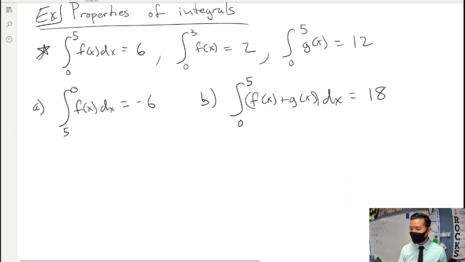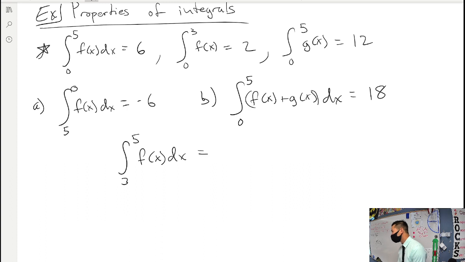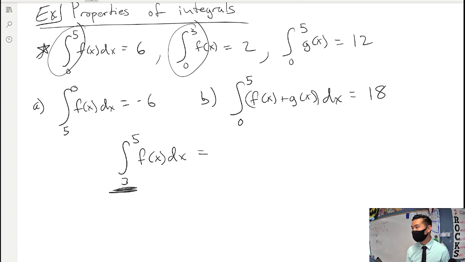I think the hardest property that people forget about is when they ask you, what's the integral from 3 to 5 of f of x dx? What do you think that's going to equal? You're overthinking this. Look at the intervals. What intervals are given to you? 3 to 5 is what we're looking for. They give you 0 to 5, and they also give you 0 to 3.